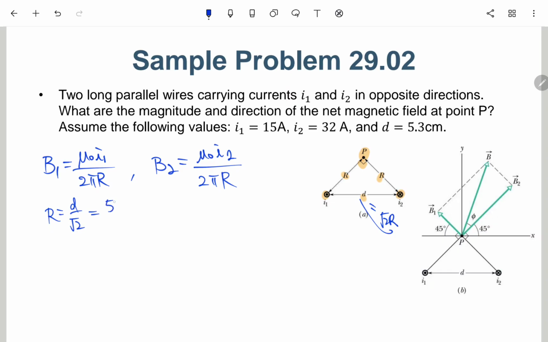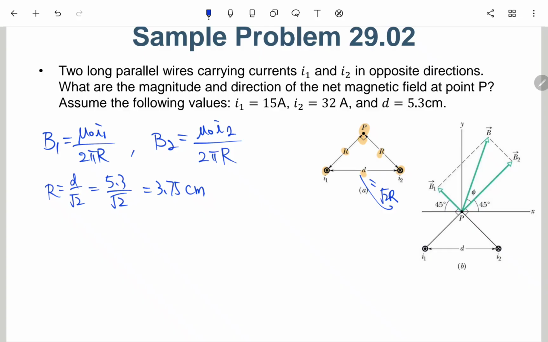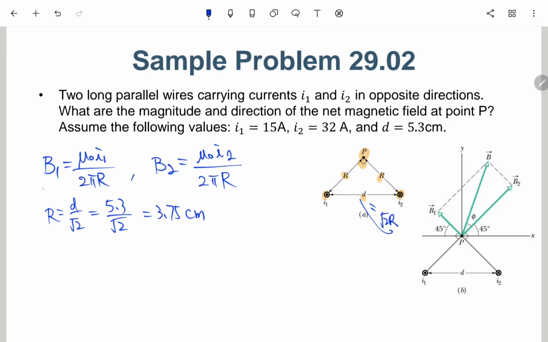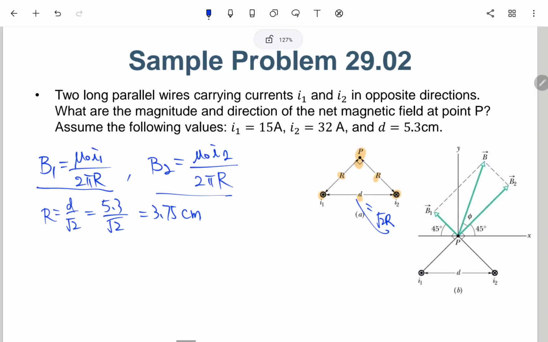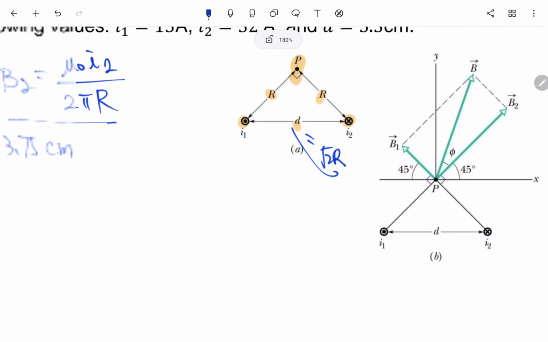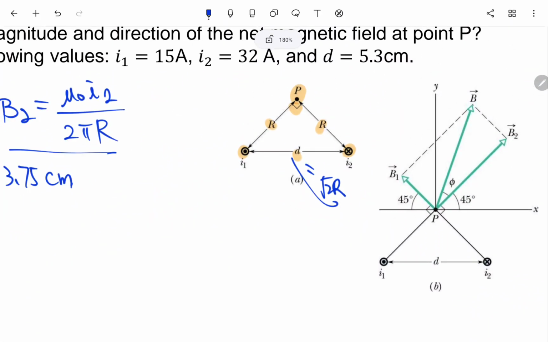So this is nothing but 5.3 over square root of 2, which is 3.75 centimeter. Okay, so here we already know the magnitude of B1 and B2. So here we try to understand the direction at point P.